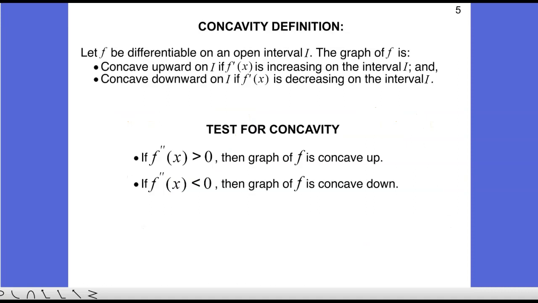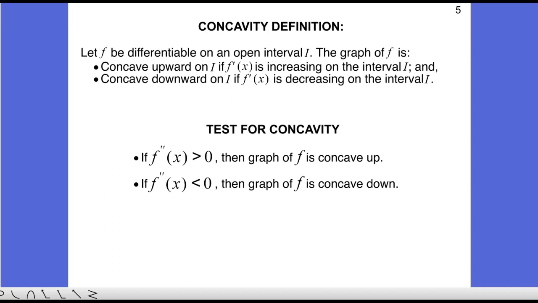So this brings us to our definition of concavity. If we let f be a differentiable function on an open interval I, the graph of f is concave upward on I if f prime is increasing on the interval I. And it's concave downward on I if f prime is decreasing on the interval I.